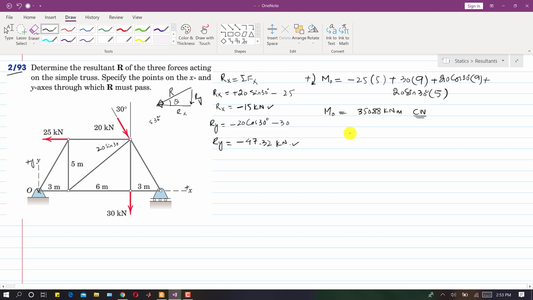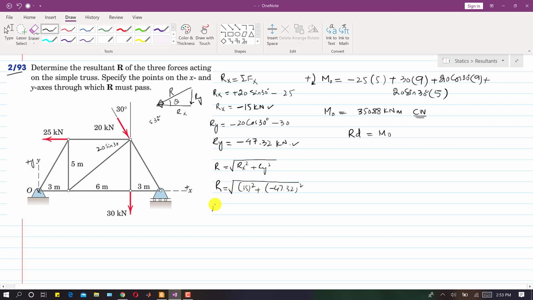Let's suppose I determine that perpendicular distance, so I will write R into D equals MO. For this, first we need to determine the magnitude of R. The magnitude of R will be equal to the square root of Rx square plus Ry square, right? So R will be equal to the square root of 15 whole square plus minus 47.32 whole square. So this will give us the magnitude of R, right?